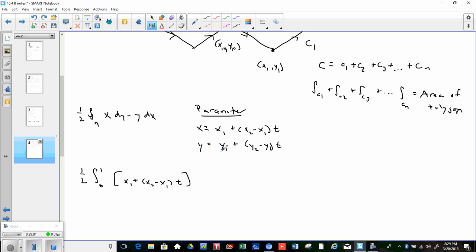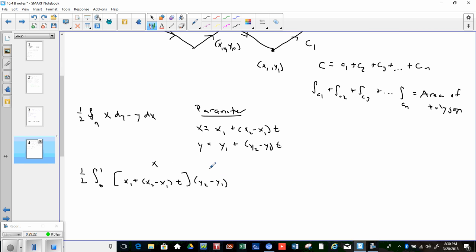Well, remember that y1 is a constant. That's just a number. y2 minus y1 is also a constant, but it's multiplied by the t. So remember, if you took the derivative, if this was like a 5t, the derivative would just be 5. Well, instead of 5, it's y2 minus y1. So the derivative here is y2 minus y1.